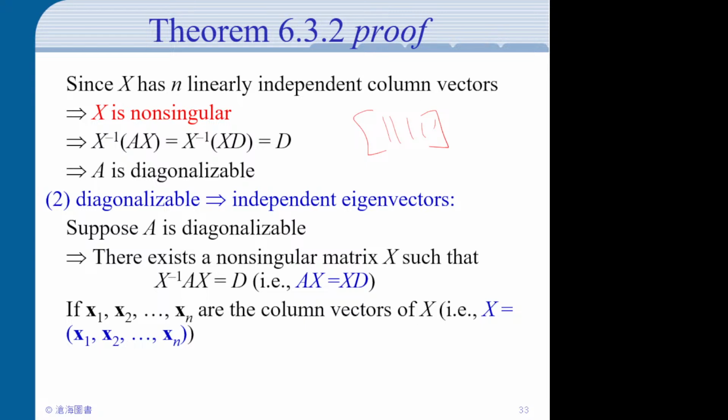And so if they are linearly independent, then X will be non-singular, and we can write X minus 1. We multiply X minus 1 on both sides of this equation, and we get X minus 1 AX equal to D. And then we see A is diagonalizable. Any questions so far?